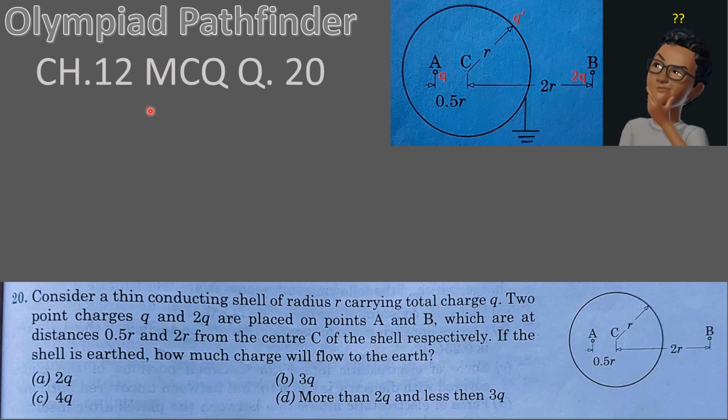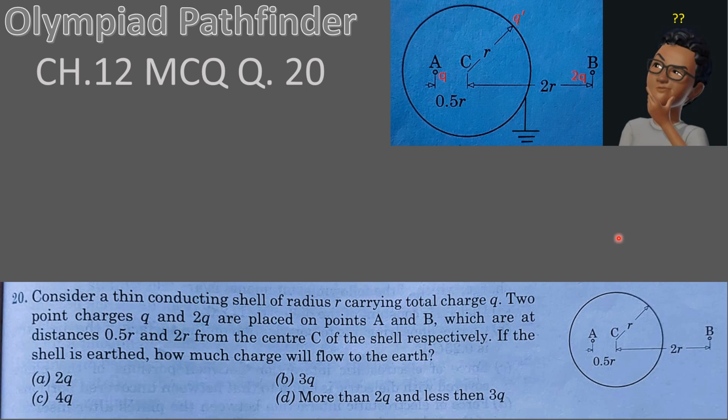Hello everyone, this question has been taken from Olympiad Pathfinder, Chapter 12, multiple choice question number 20. The question says, consider a thin conducting shell of radius r carrying total charge q. Two point charges q and 2q are placed at points A and B respectively, which are at distances 0.5r and 2r from the center C of the shell respectively. If the shell is earthed, how much charge will flow to the earth?